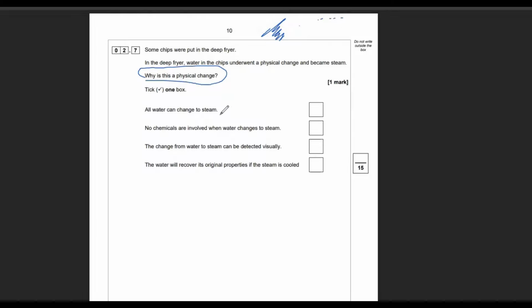All water can change to steam. I don't like that. I don't know why I don't like that. No chemicals are involved when water changes to steam. Water is a chemical. The change from water to steam can be detected visually. Yes, but so can a chemical change, right? Anhydrous copper sulfate is white, it goes blue. So that's not it. The water will recover its original properties if the steam is cooled. Yeah, if you heat it and then cool it, it will go back to water. So this is a more funky way of saying that. You can condense it back to water, and that is the mark.